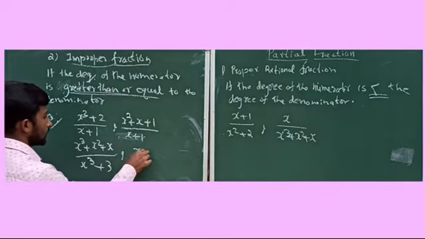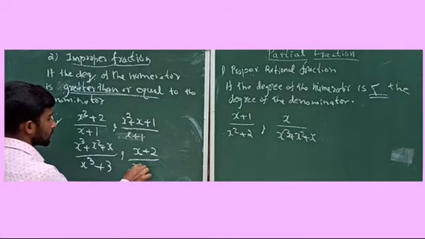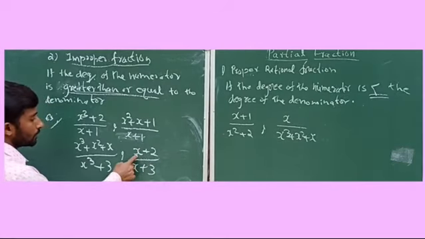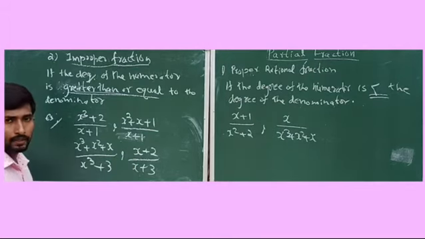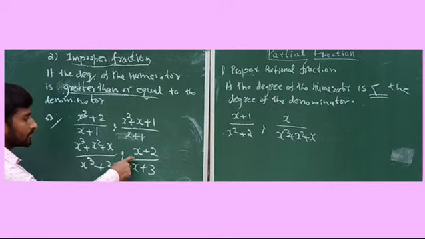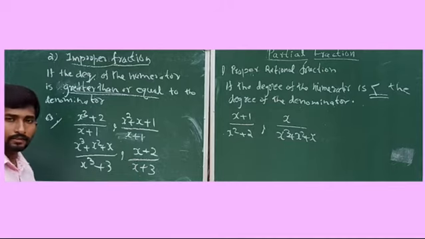Next example, see, x plus 2 divided by x plus 3. Here see, degree of the numerator is 1, degree of the denominator is 1. Degree of the numerator is equal to degree of the denominator. Since two degrees are equal, this is an example for improper fraction.